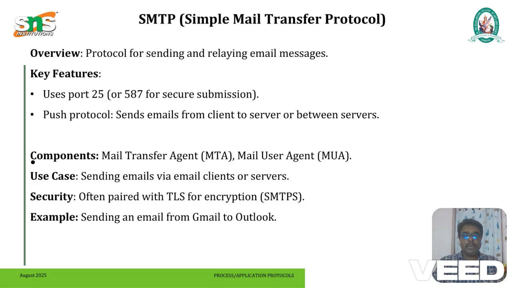Next comes the Simple Mail Transfer Protocol. This protocol is used for sending or relaying email messages. The default port used is 25, and port 587 is used for secure submissions. The actual use of SMTP is to send mails from client to server or between servers. Whatever client program we are using, be it Gmail, Hotmail, or Outlook Express, whenever we send a mail, SMTP comes into the frame and helps the mail get transferred from the client program to the server. Mail transfer agents are used to transfer all those components, and it is often paired with SMTPS for secure transfer.